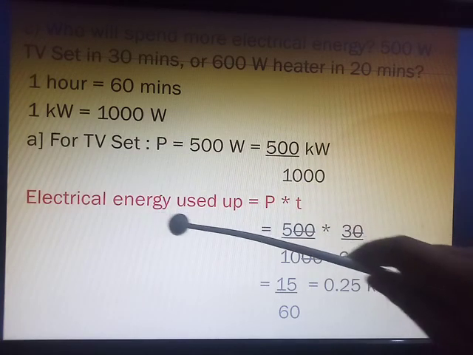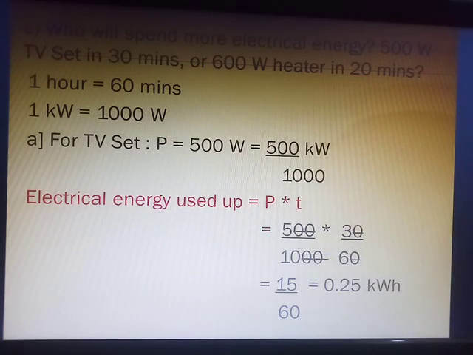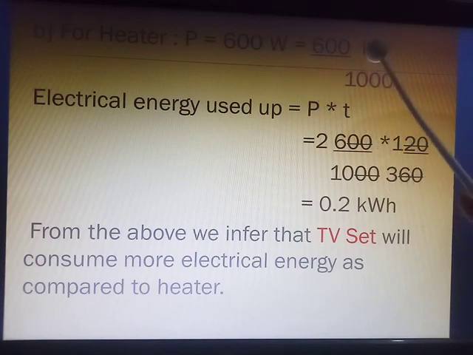Here half mark is there for your formula, so write the formula correctly, do the cancellations. Then same you are going to do for heater, substitute, do the cancellations, get in kilowatt hour, and in the end you will show that TV set will consume more electrical energy as compared to heater. Here we end with our third sum.